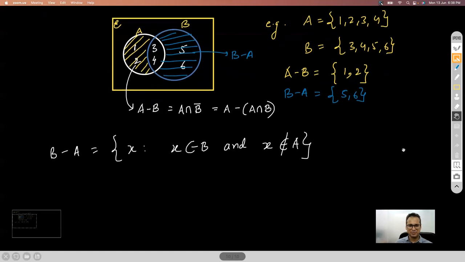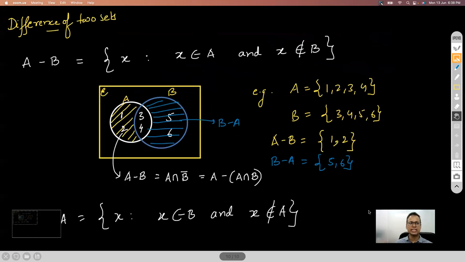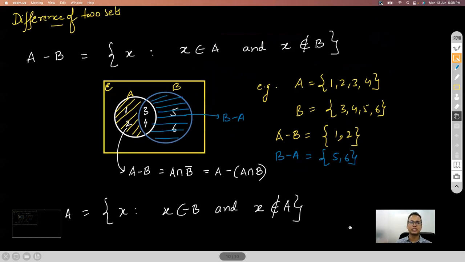Is this fine? Any question, any doubt related to what is this operation of difference? Difference of two sets doesn't mean their intersection. This is one of the very basic errors that people make. Difference does not mean intersection. See, A minus B is 1, 2, but A intersection B is 3, 4. There's a difference between the two. Let's not get confused.